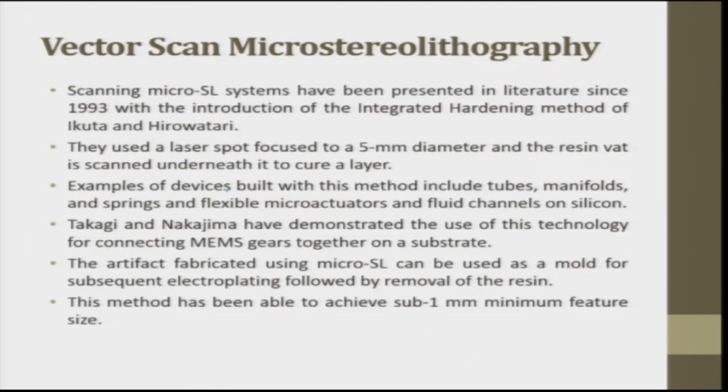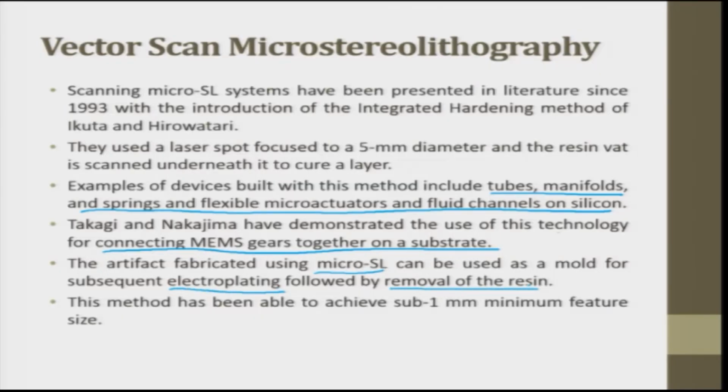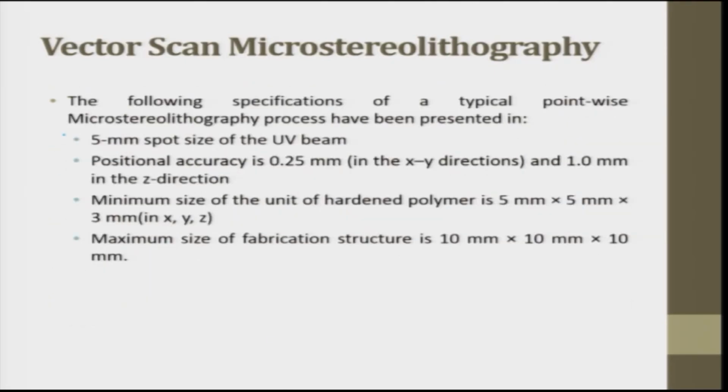Examples of devices built with this method include tubes, manifolds, springs, flexible micro actuators and fluid channels on silicon for various MEMS applications. Takagi and Nakajima demonstrated the use of this technology for connecting MEMS gears together on a substrate. The artifacts fabricated using micro SL can be used as a mold for subsequent electroplating, followed by removal of the resin. In the literature, Ikuta and Hirowatari were the two who used microstereolithography exhaustively. So here are the resolutions we talk about.